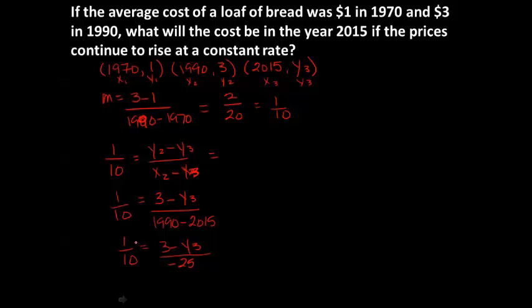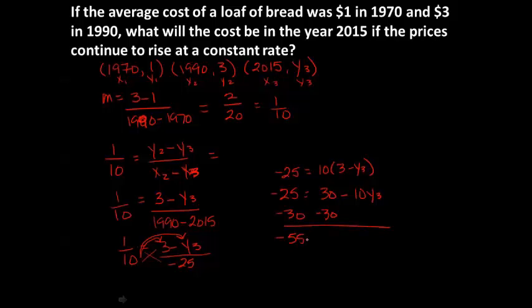Alright, so I'm going to go ahead. You can either multiply both sides by 10 or you can just cross multiply. It doesn't matter. So I'm going to have negative 25 equals, now remember, you've got to multiply this 10 by everything. You know what, let me go ahead and write that out. 3 minus y3. So I'm going to have negative 25 equals 30 minus 10 y3. I'm going to subtract the 30 from both sides. So I'm going to have negative 55 equals a negative 10y. Then I divide both sides by negative 10.